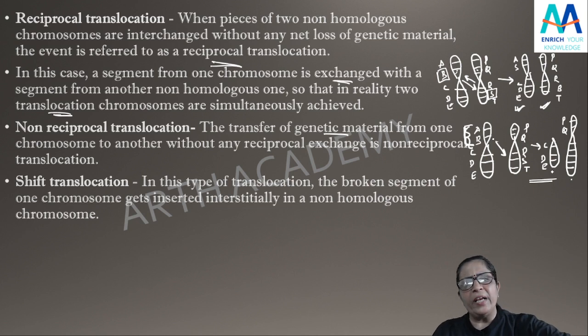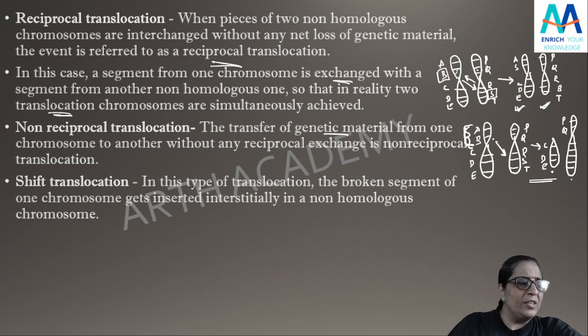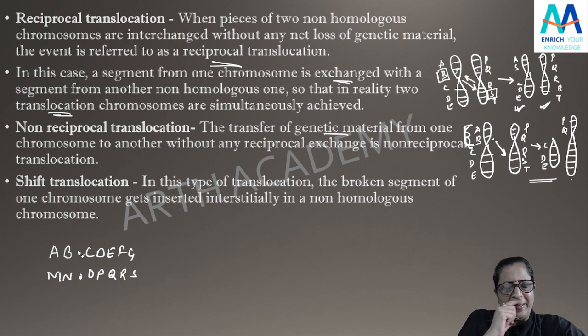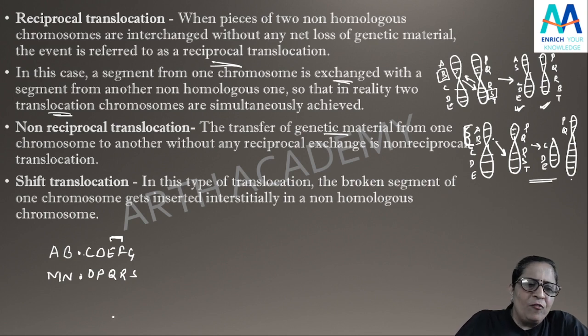One more example I can tell you about the non-reciprocal in a simple way. Suppose consider two non-homologous chromosomes. इस तरह से यदि नहीं समझ रहा है तो I can also make you like suppose this is two non-homologous chromosome A, B, C, D, E, F, G and the second is M, N, O, P, Q, R, S. This dot is nothing but the centromere. Now, if the chromosome segment EF, this EF I want to move from first chromosome to second chromosome without any transfer from second to the first.